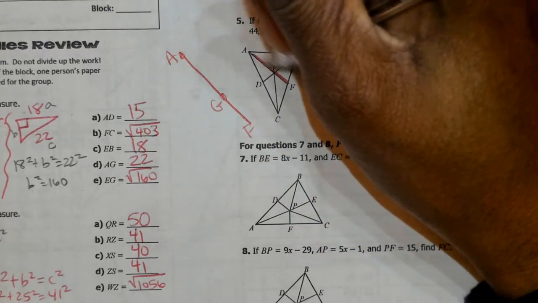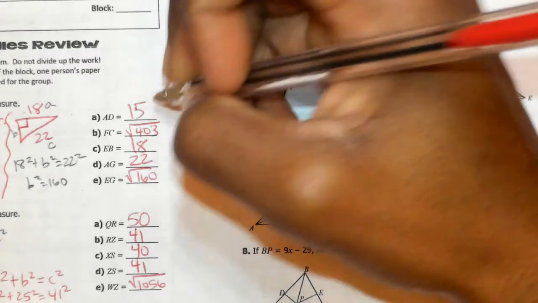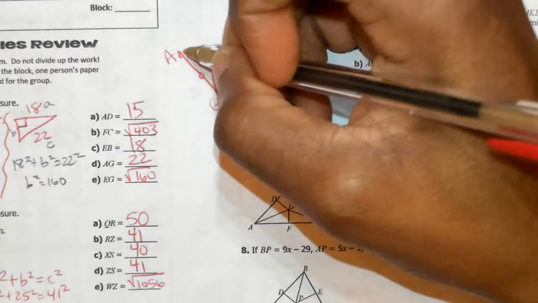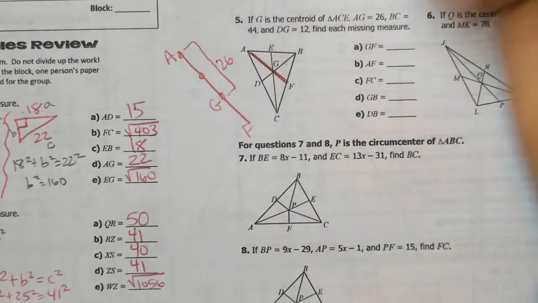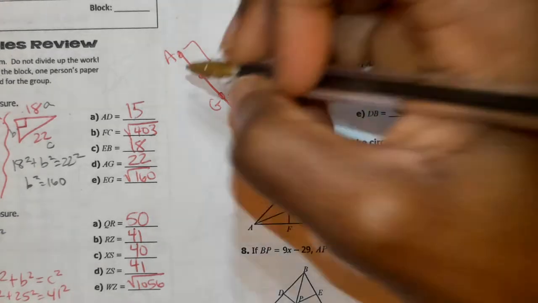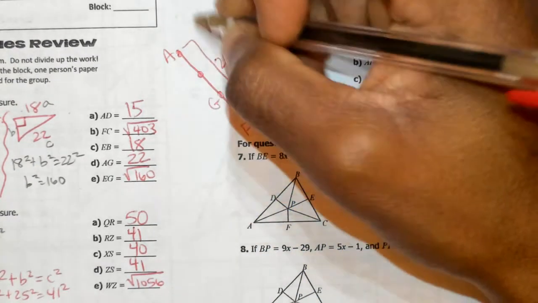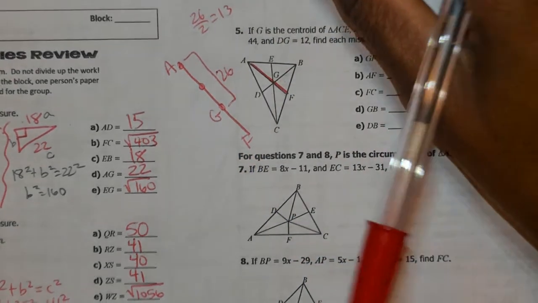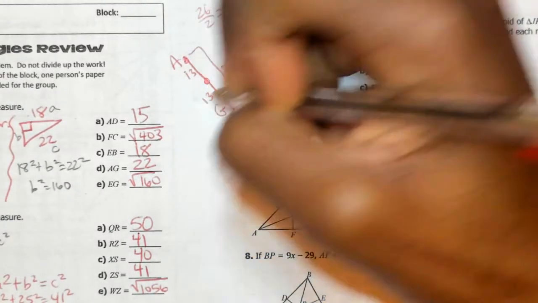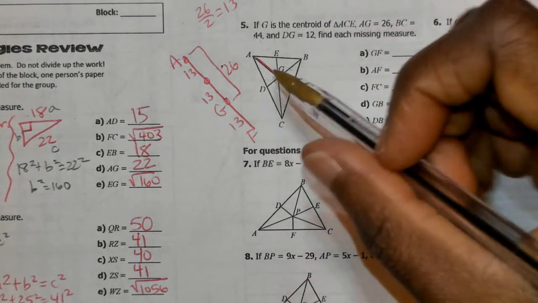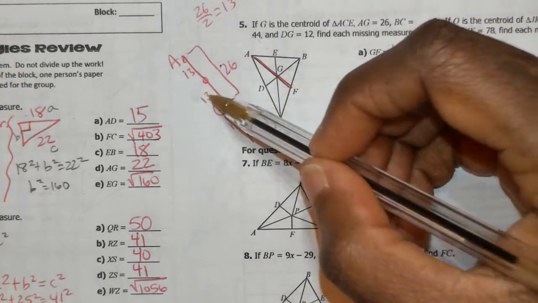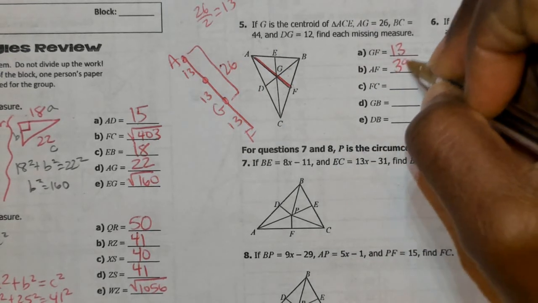Okay, that's this segment. And they said A to G is 26. Well, it's divided into thirds, so I'm going to include another dot here. So this is 26, which means each third, because that's the 2/3 part, I have to divide it by 2 to tell me that each third is 13. So this is 13, this is 13, and this is 13. So GF would be 13, and AF would be 13 times 3, or 39.